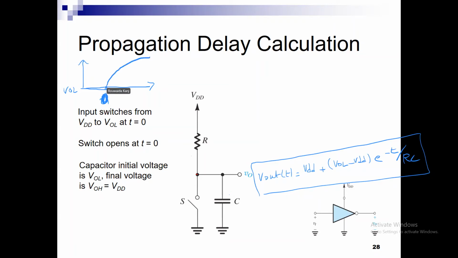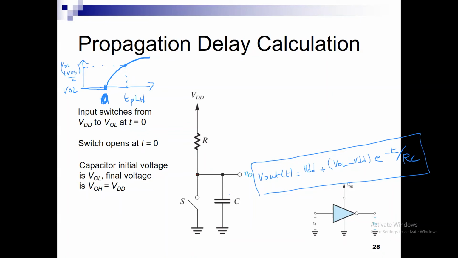And then at the 50% delay, which is my TP low to high in this case, and it is 0, meaning TP low to high is only the second point since my starting point is 0, I would have reached VOL plus VOH over 2. Okay, so my objective therefore is to solve for this time at which the output can reach VOL plus VOH over 2.